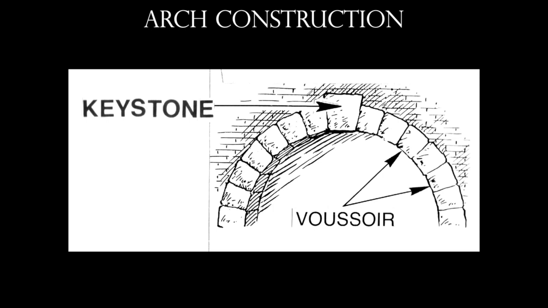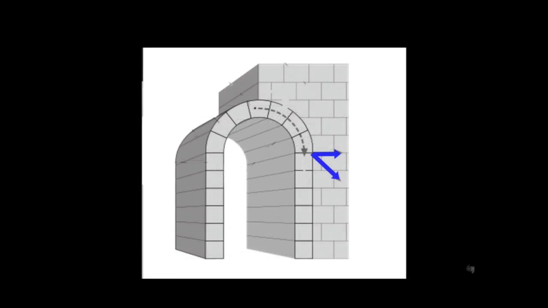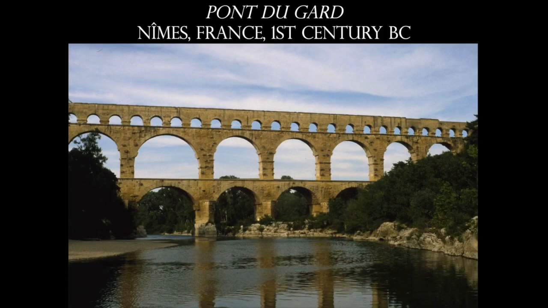Arches are created through wedge-shaped stones called voussoirs, and the last wedge-shaped stone to go into place is called the keystone. And you can kind of see how the pressure is transmitted off to the sides here. The very first time arches were used in a major building project was for the Pont du Gard. This covers or spans the Gard River in France, and during this time France was part of the Roman Empire.